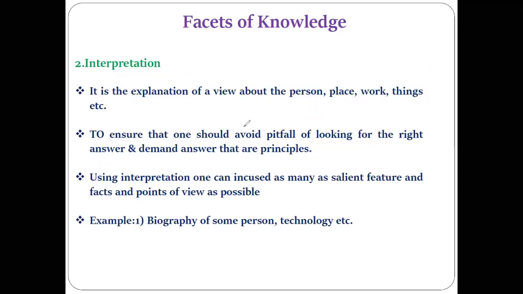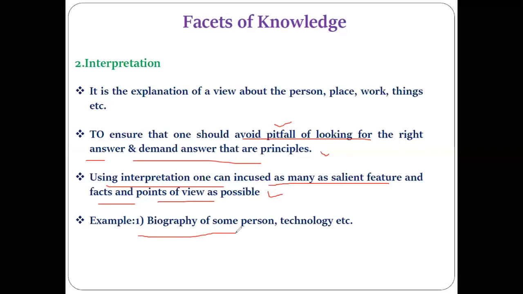The biography should be complete, so that we can get all kinds of answers from that biography. Suppose the biography is written for some person, we should not have any kind of pitfall in that biography. Whatever question you ask, you should get the answer from that biography. So using the interpretation, one can include as many salient features, facts and points of view as possible within that biography.